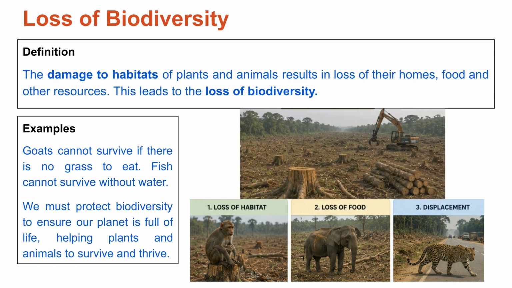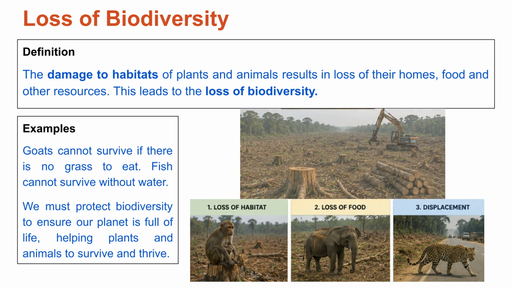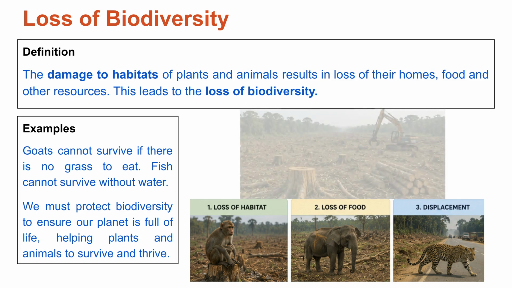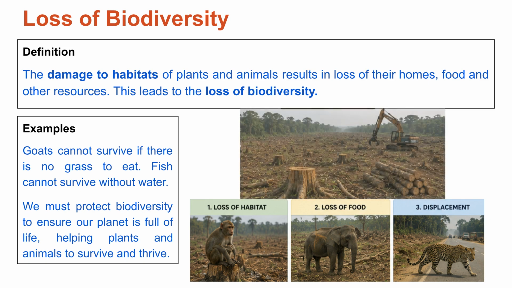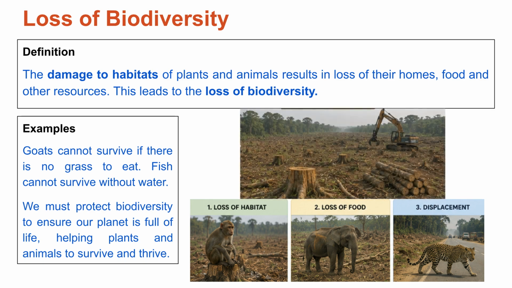Now we will see the reasons for loss of biodiversity. As we know, biodiversity means that we have different plants and animals found in a region. And if there is some damage to this diversity of plants and animals because of loss of their homes, food, and other resources, it can vanish the biodiversity, such a beautiful, amazing variety of plants and animals.